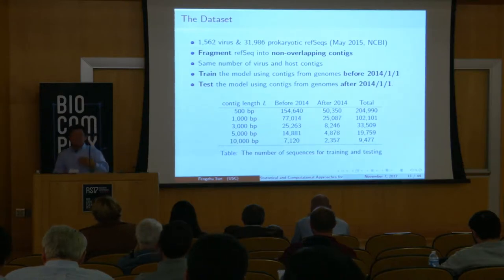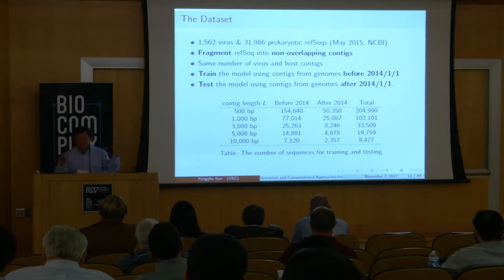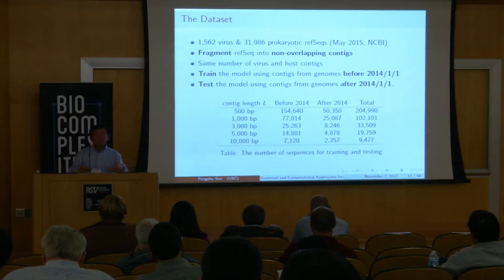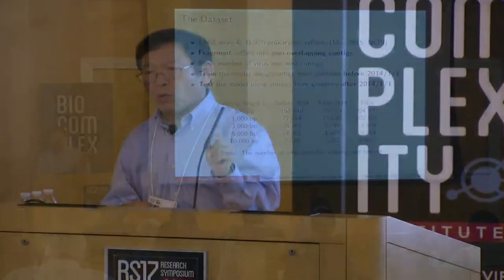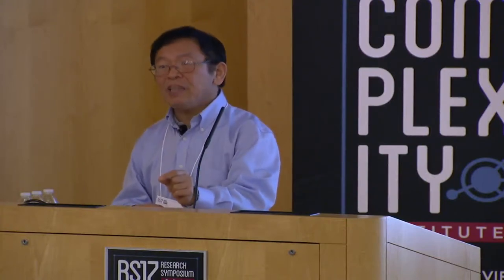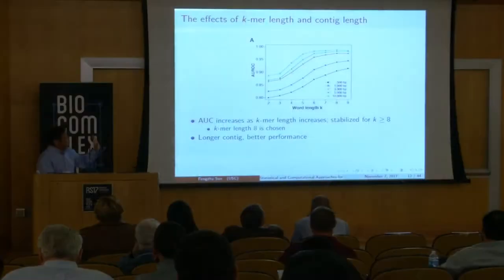The other thing is what K should you use? If you use K, let's say, equal to 2, you probably don't have high power to distinguish those viruses from the host. So now we want to change these two parameters. One is the length of the contig, the other one is the k-mer frequency, and then we evaluate the prediction accuracy using these different parameters. That's the result that we get.